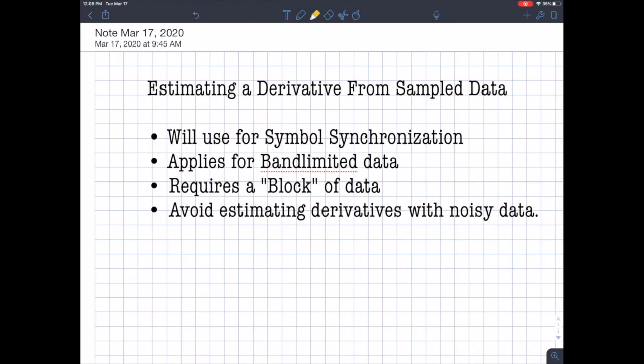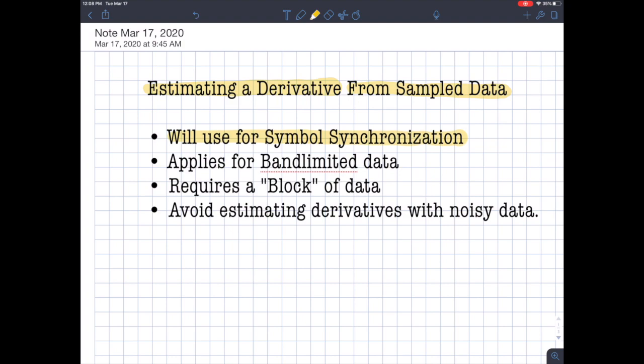Covering the topic of estimating the derivative of a signal from sample data, more specifically samples of that signal. All right, so a few things you need to know going into this. We're going to use this method and technique in our quest to do symbol synchronization. So that's going to show up in a different video.